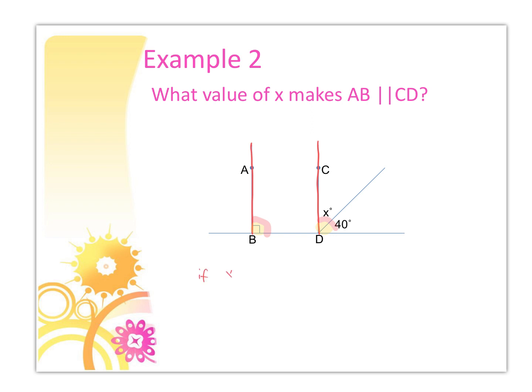So if x plus 40 equals 90, then AB is going to be parallel to CD. So I'm just going to figure out what value of x makes that happen, right? Subtract 40, and then if x equals 50, then the lines are parallel. So what value of x makes this happen? 50. And so that's how I solve that one.